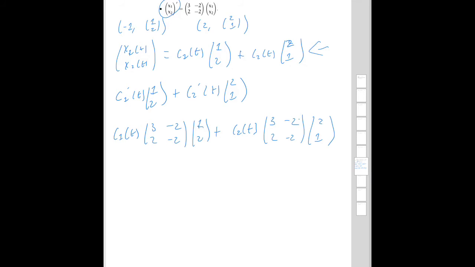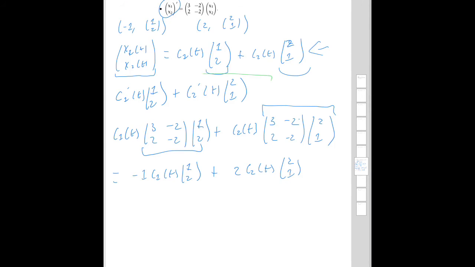Now the whole reason we are writing the solution vector as a linear combination of the eigenvectors is because this has a very nice formula. This is going to be -1 times c1(t) times (1, 2), because the matrix times that vector is equal to -1 times (1, 2), plus 2 times c2(t) times (2, 1). Again, (2, 1) is an eigenvector with eigenvalue 2, so this matrix-vector multiplication is going to be 2 times (2, 1). Okay, and so this is the right-hand side. If (x1, x2) is a solution, the left-hand side is equal to the right-hand side.